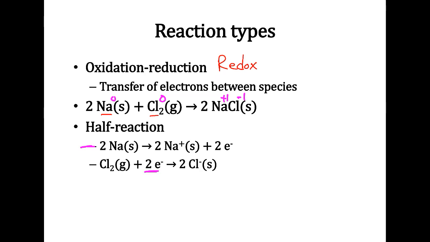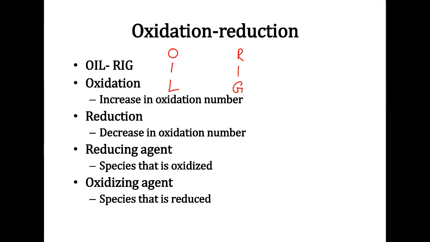So let's go ahead and define a little bit of the terminology for redox reactions. So one of the ways that we try to remember what oxidation and reduction is the saying OIL RIG. So OIL RIG stands for oxidation is loss of electrons, whereas reduction is gain of electrons.